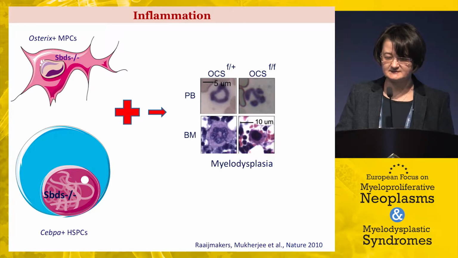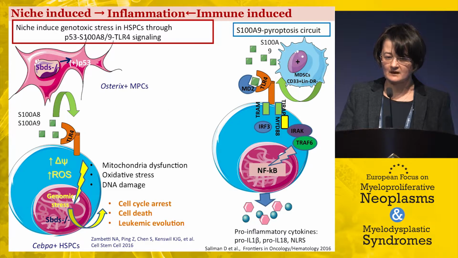However, when we see this SBDS deleted and CEBPA mutated HSPC in mice carrying SBDS deletion in osteoprogenitor cells, this could lead to myelodysplasic changes. The mechanism underlying this abnormal hematopoiesis driven by deletion of SBDS is inflammation, because deletion of SBDS in osteoprogenitor cells induces activation of the P53 signaling pathway, and this will lead to synthesis and secretion of alarmins, S100A8, A9.